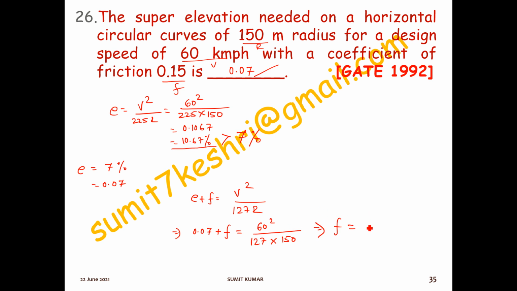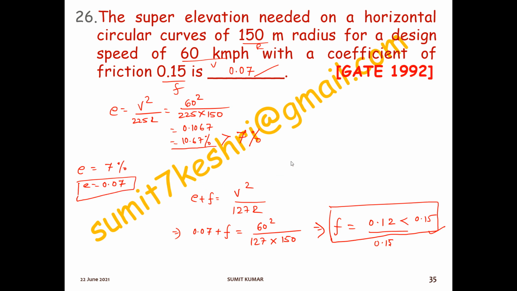The value of F will be 0.12, which is less than 0.15. Since it is less than 0.15, our design is okay. Our consideration for E as 0.07 is okay, so we can select the value of E as 0.07. So the answer will be 0.07 only.